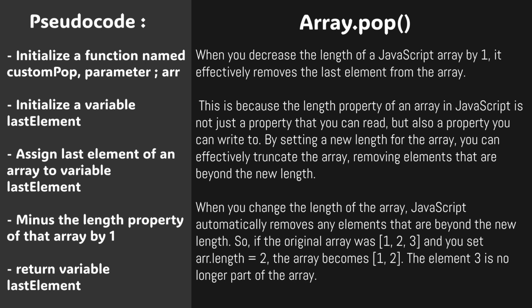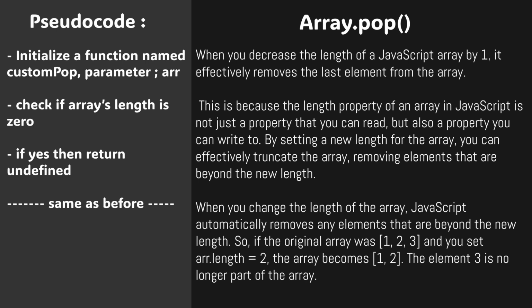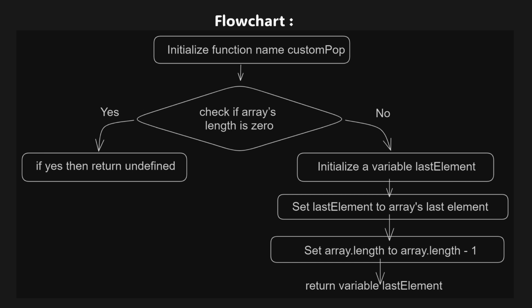All done, but one case that we have not taken care of is when the given array is empty, meaning the array's length is 0. In that case we have to return undefined. Modifying the algorithm: after initializing the function, check if the array's length is 0. If yes, then return undefined. Here is a flowchart representation of our algorithm.